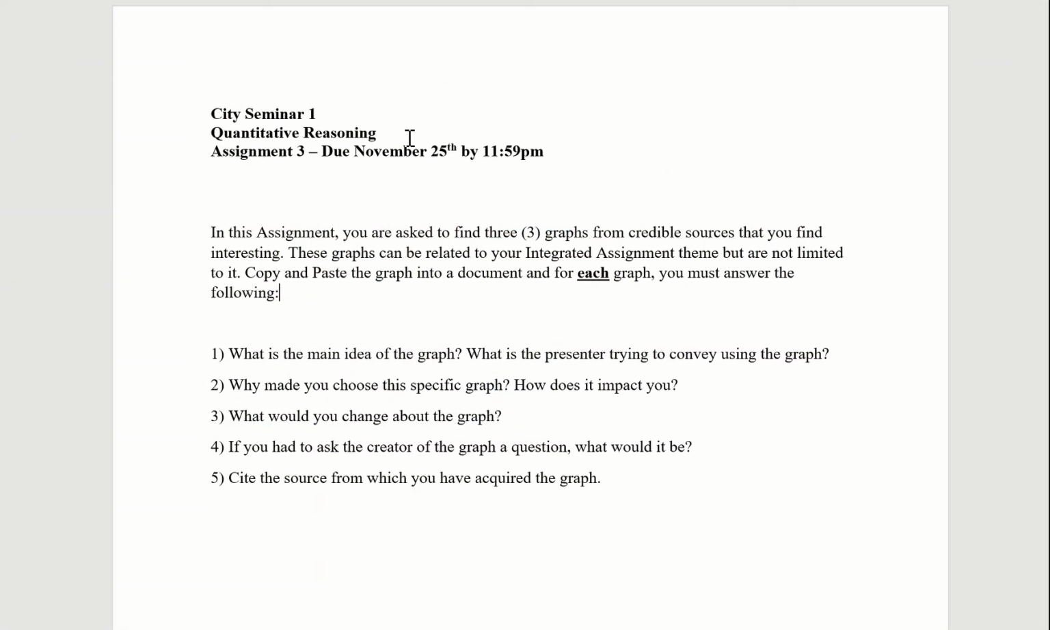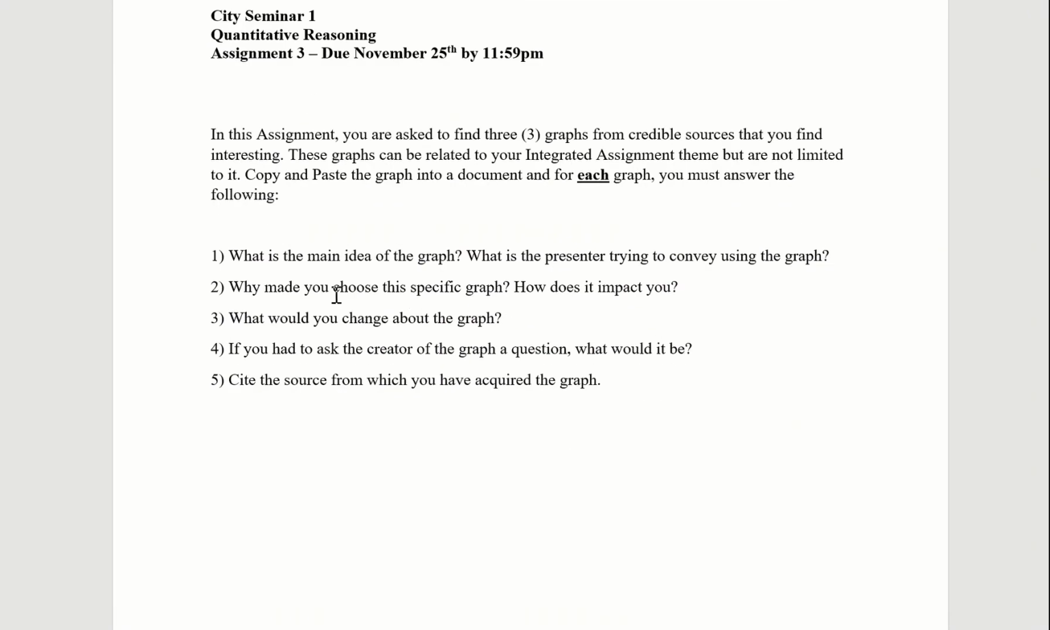So for this assignment, you will again find 3 graphs. You need to copy and paste each of the graphs into a document, right? And then for each graph, you must answer the following questions, right? So 5 questions for each graph. So altogether, you're answering technically 15 questions, right? 5 questions, just 3 times, 1 for each graph, right?